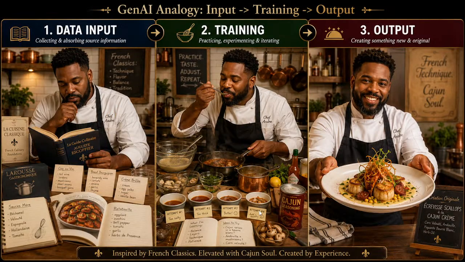So an image to help solidify this, anchor this in our minds, of this input phase of data, training, and output. What if we had the chef here? Okay. And in the data input phase, in this case, he's studying all of these French culinary techniques and recipes. So we have French classics, looking at technique, flavors, balance, and tradition.